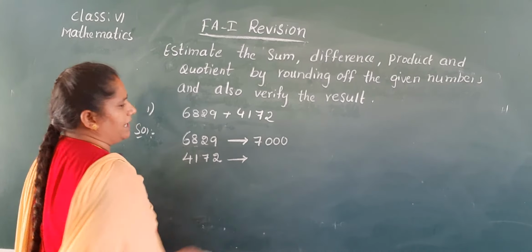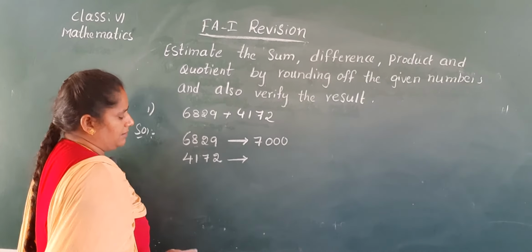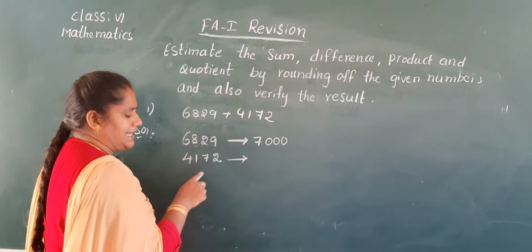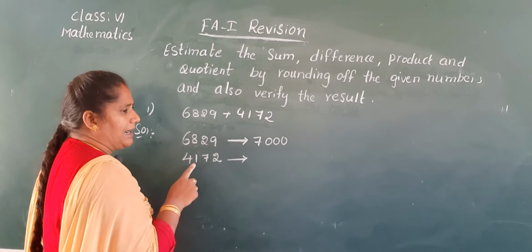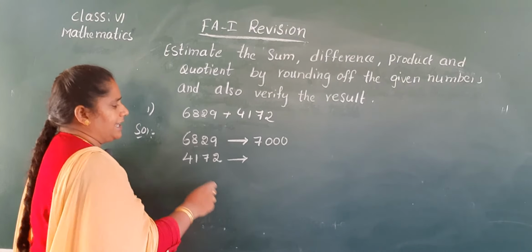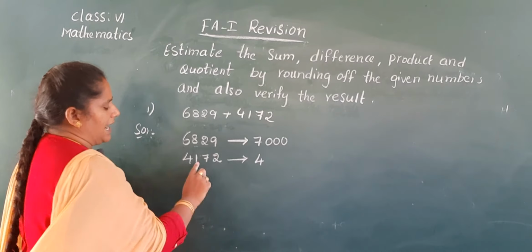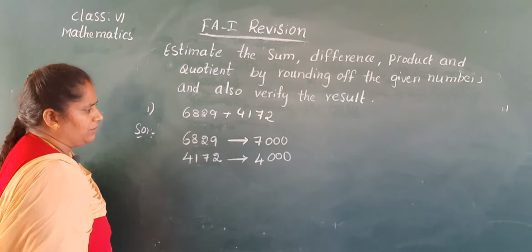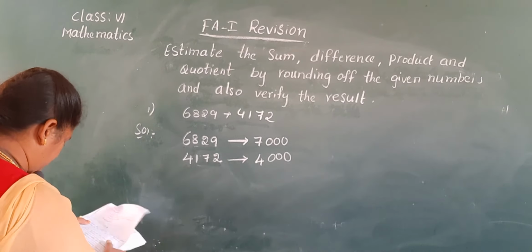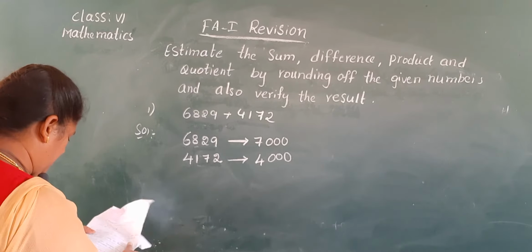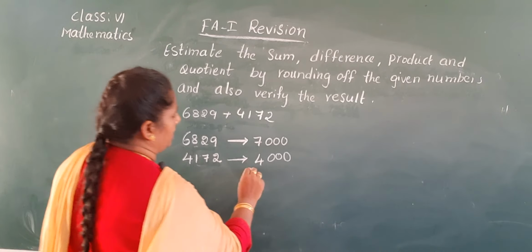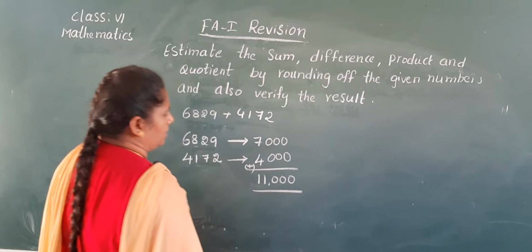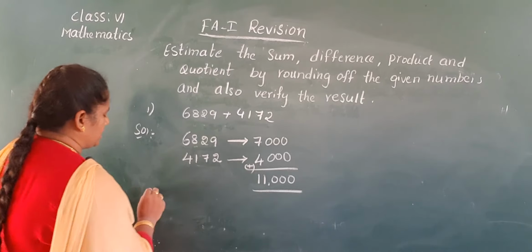Next, 4172 is rounded off to the nearest 1000. See the digit at the hundreds place. 1. 1 is less than 5. If the digit in the hundreds place is less than 5, the thousands place stays the same and the remaining digits become 0. Is it clear to you? And now, come on, do this. Addition 7 plus 4, 11,000. So this is the estimated sum. Now actual sum.